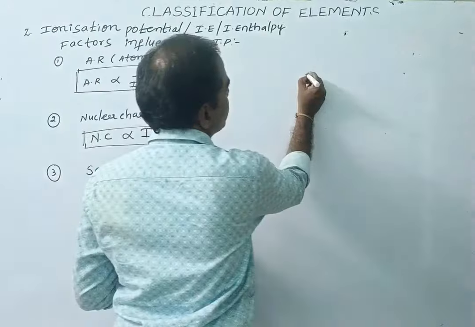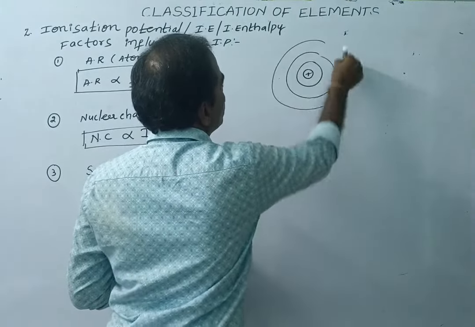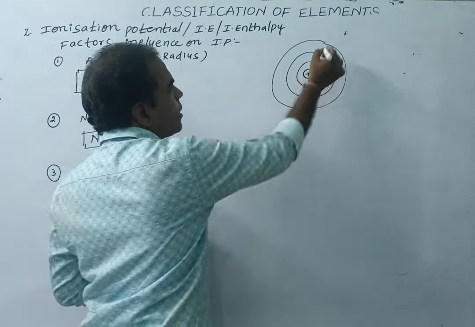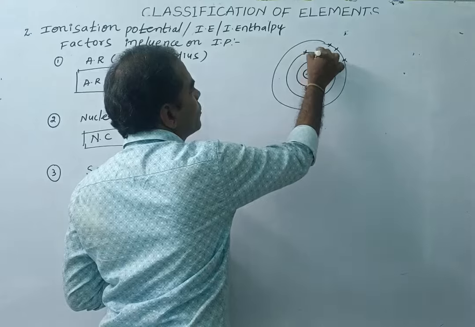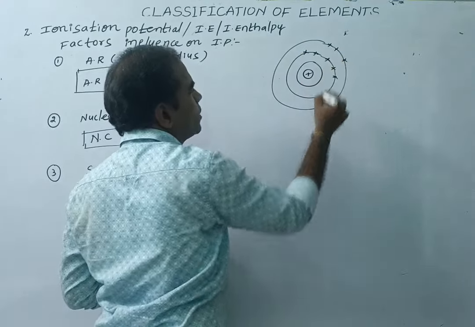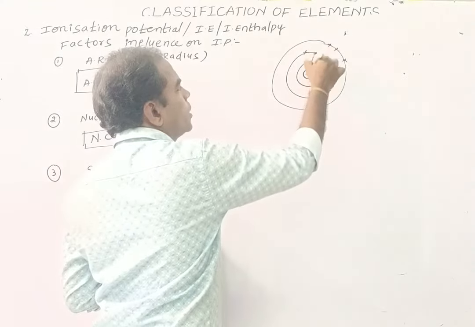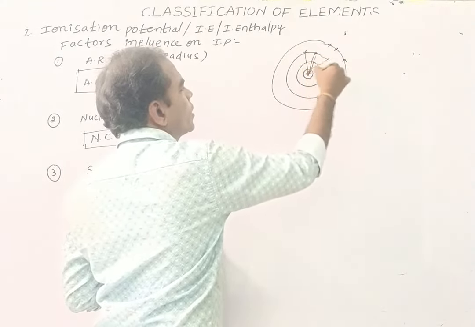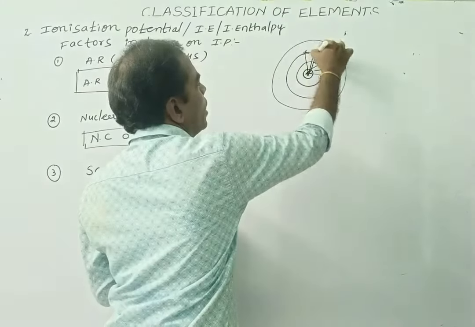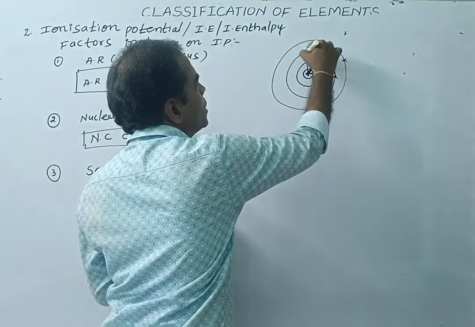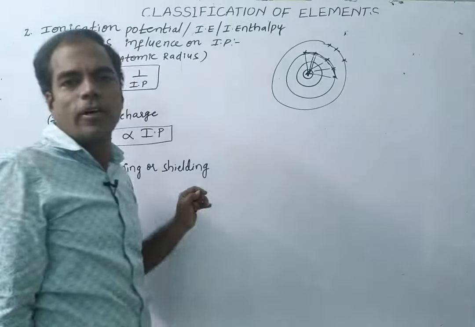Let us see. Nucleus, here the atom, different shells are present. Let us imagine it is a valence shell, here electrons are present. This is the inner shell of electrons or penultimate shell of electrons. The nucleus force of attraction initially falls on this inner shell of electrons. This shell prevents the nucleus force of attraction over the valence shell of electrons.